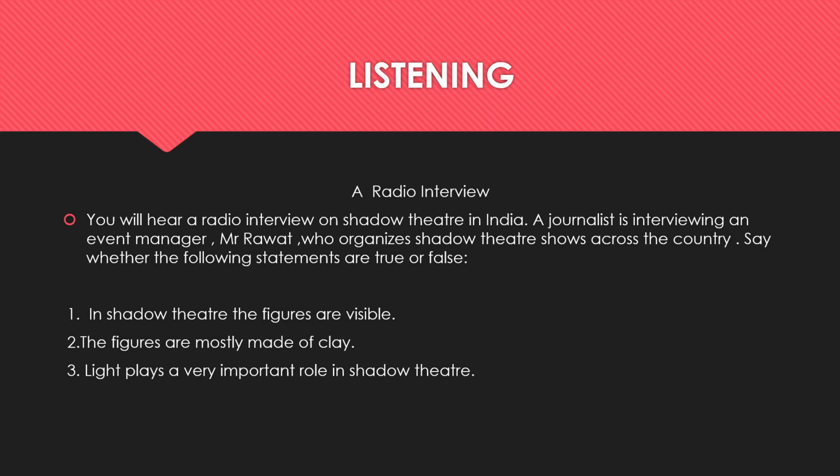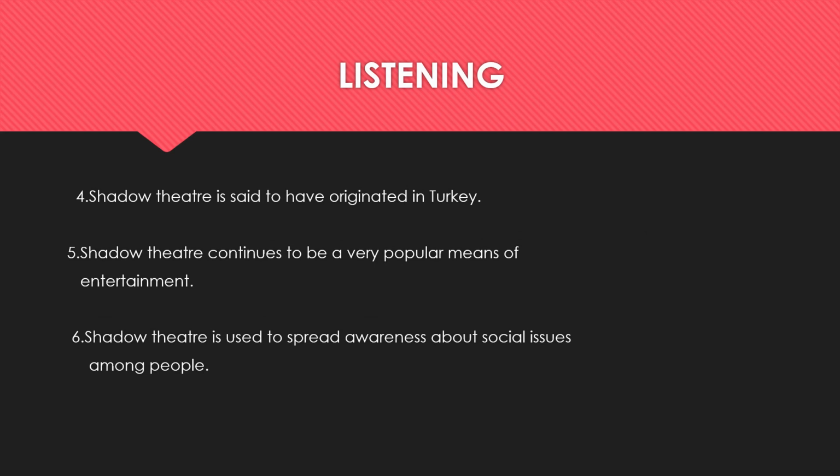In shadow theater, the figures are visible. Second, the figures are mostly made of clay. Third, light plays a very important role in shadow theater. Fourth one, shadow theater is said to have originated in Turkey. Fifth, shadow theater continues to be a very popular means of entertainment. Last one, shadow theater is used to spread awareness about social issues among people.